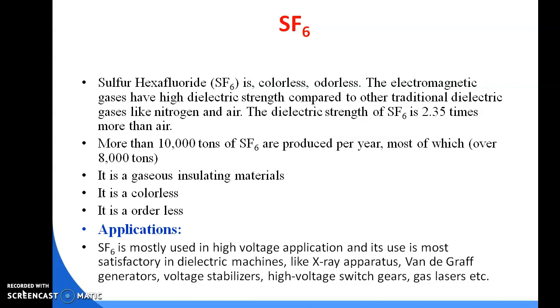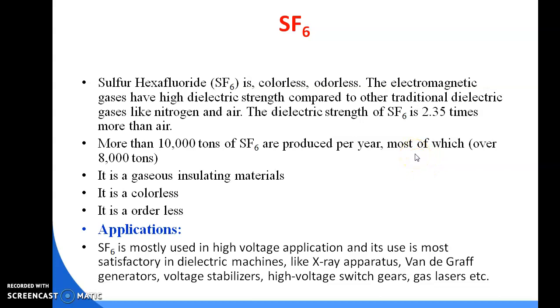SF6. What is SF6? This is called sulfur hexafluoride. It is colorless and odorless. This electronegative gas has a high dielectric strength compared to other traditional dielectric gases like nitrogen and air. The dielectric strength of SF6 is 2.35 times more than air. More than 10,000 tons of SF6 are produced per year.